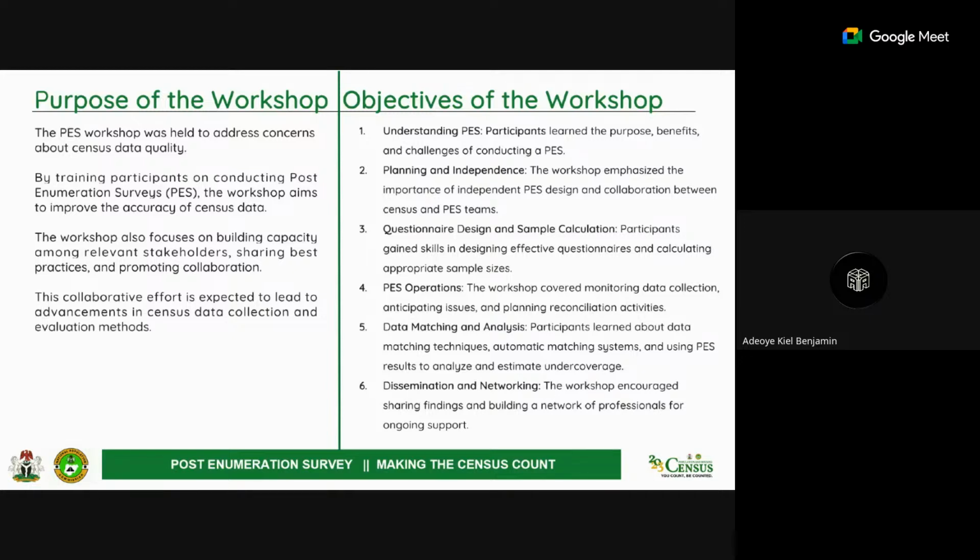So the second point was independence. The workshop emphasized the importance of independence of PS, design, and collaboration between the census and PS team. The point where the census and PS team can collaborate is the point where traditionally PS has been independent of the census. So questionnaire design and calculations, participants in designing and calculating appropriate sample sizes. And the PS operations workshop covered monitoring data collection and activities.